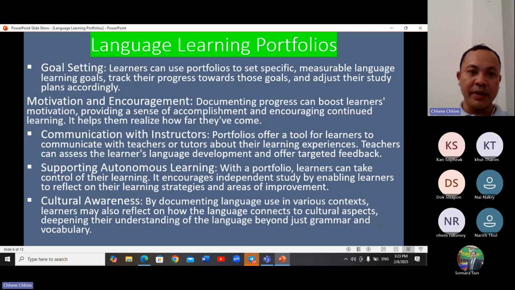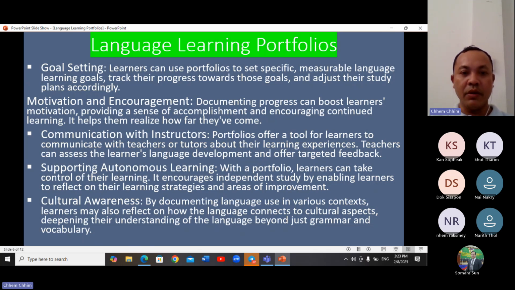Next, motivation and encouragement. Documenting progress can boost learners' motivation, providing some accomplishments and encouraging continued learning. It helps them realize how far they have come. Next, communication with instructor. Portfolios offer a tool for learners to communicate with teachers or tutors about their learning experience. Teachers can assess the learner's language development and offer targeted feedback.